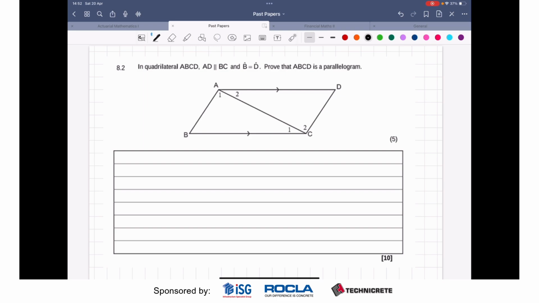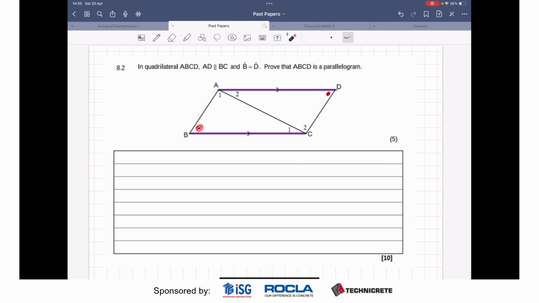8.2, we're given this quadrilateral ABCD, where AD is parallel to BC. So these two are parallel. And we're told that angle B is equal to angle D. So these two are equal. Then to prove that ABCD is a parallelogram, I'm going to prove that both pairs of opposite sides are equal, so that AD is equal to BC and that AB is equal to DC. And I'm going to do that by the congruency of triangles.